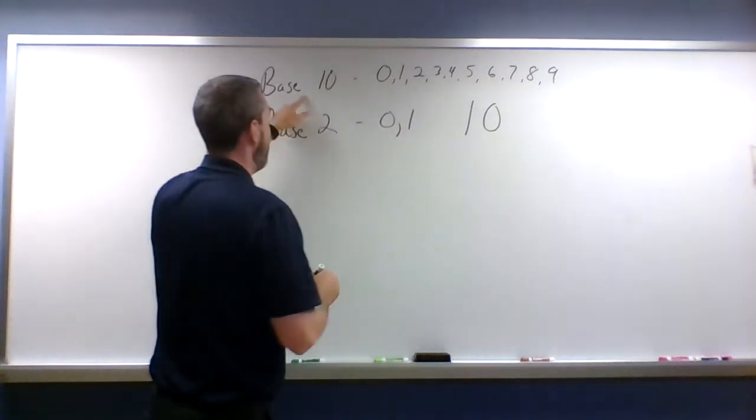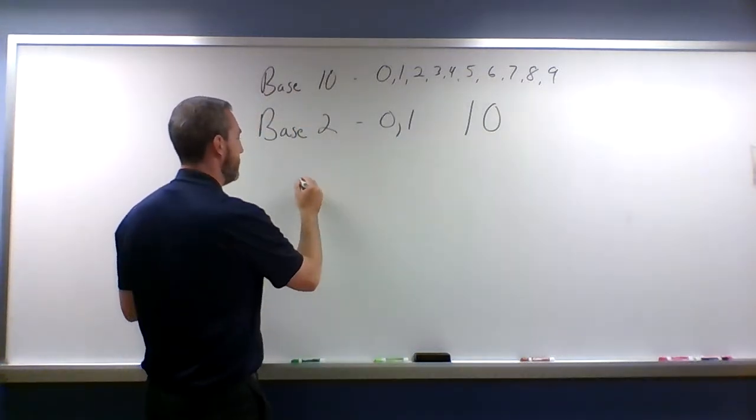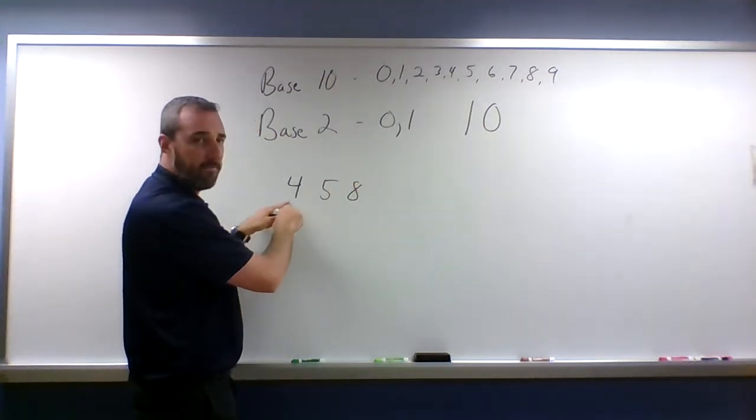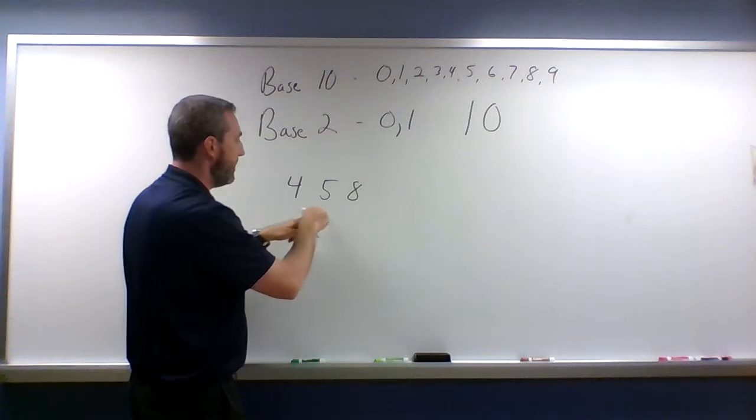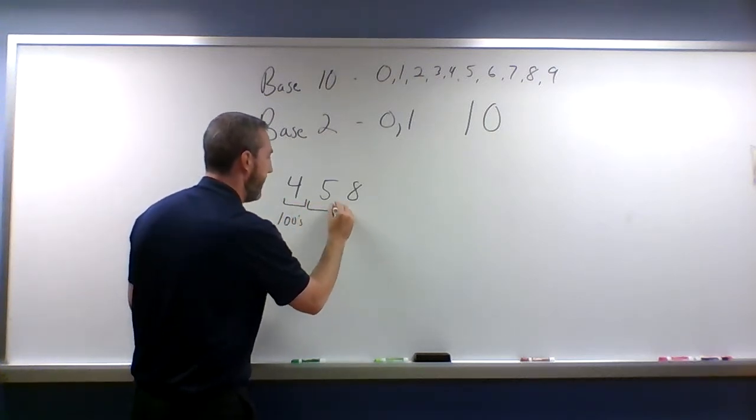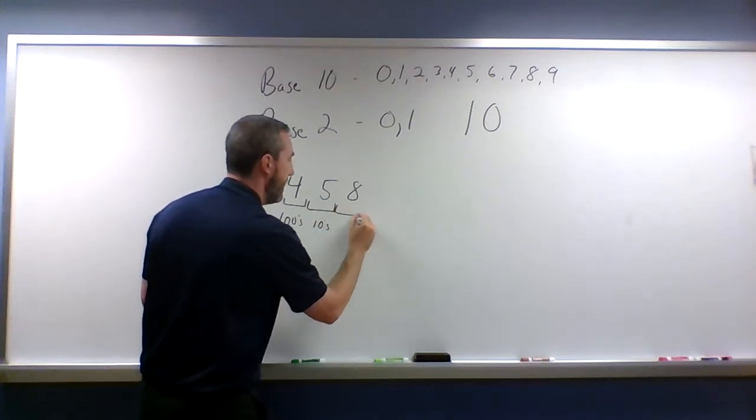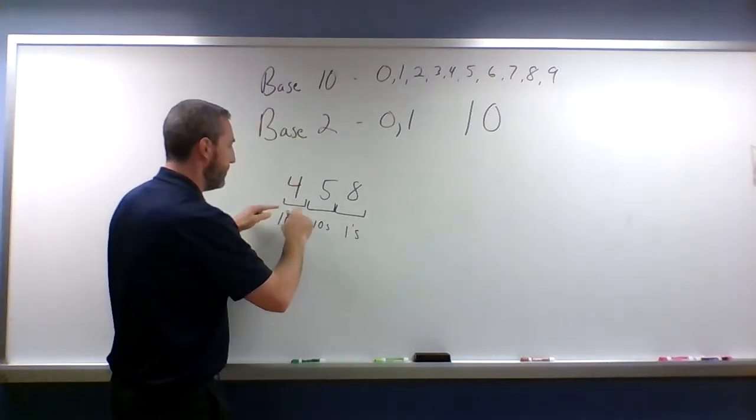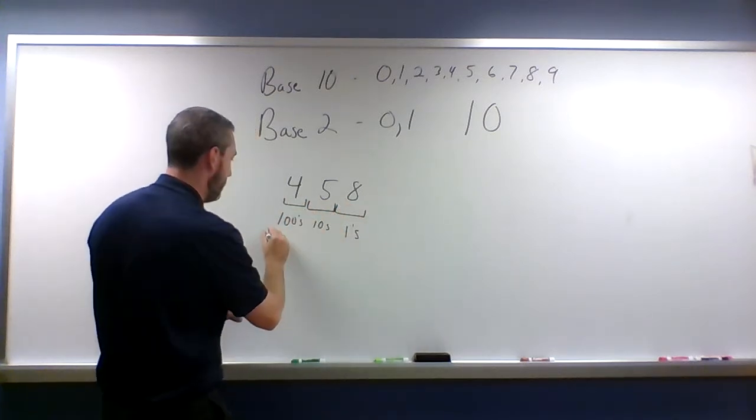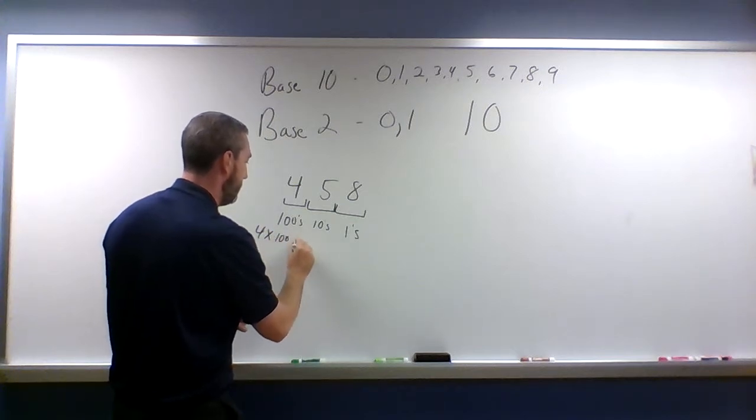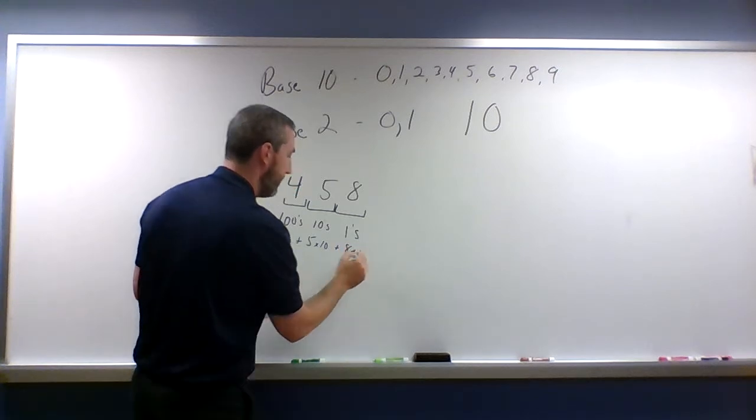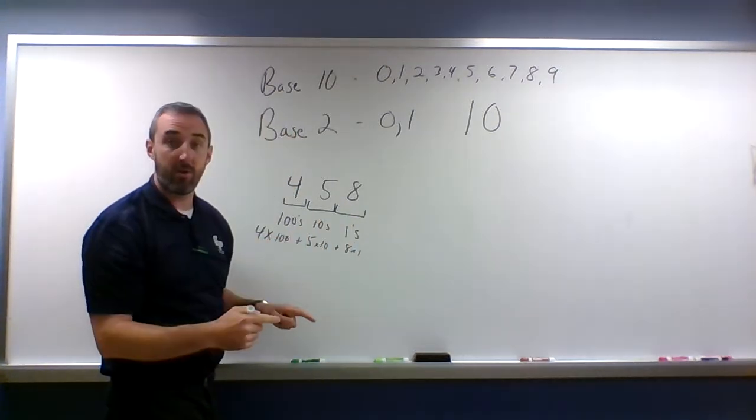So let's start with base 10. We have a number, let's call it 458. The reason I said 458 is because there's a 4 in the hundreds column, a 5 in the tens column, and an 8 in the ones column. The way I got that is 4 times 100 plus 5 times 10 plus 8 times 1, which of course gets me back to that number I started with.